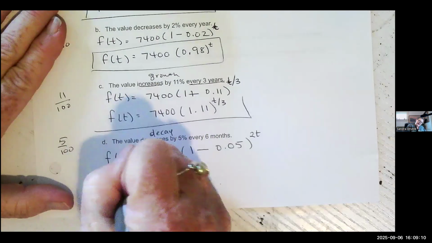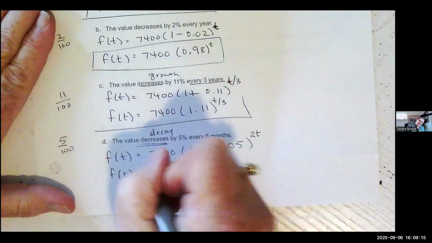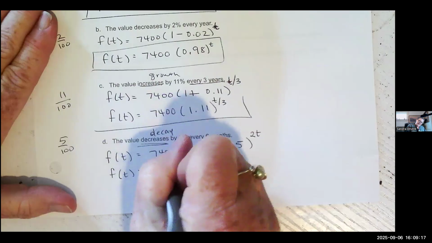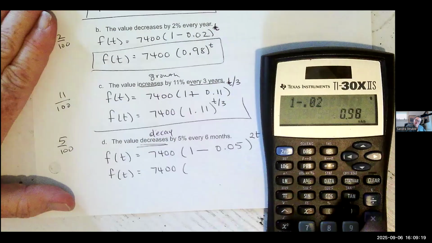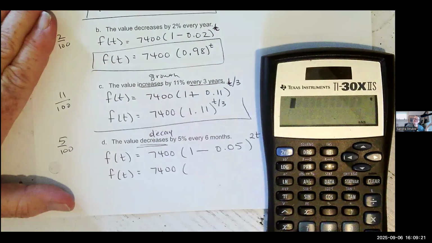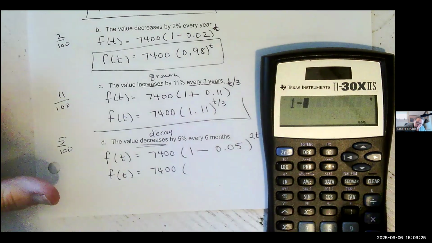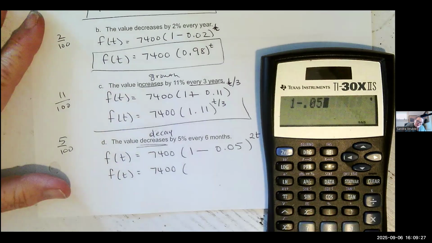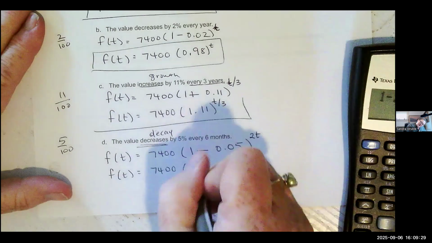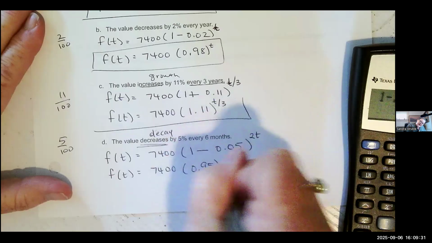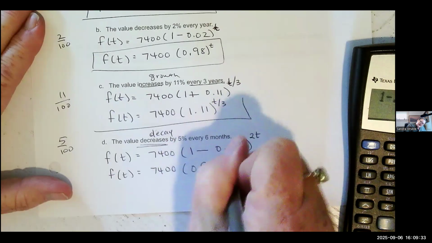So just tidying up by simplifying. Simplify your parentheses, y'all. Do not leave it like this. I have said this in the last video. It makes me nauseous. It makes me want to pull my hair out. You can math this. You have a calculator. I'm going to stop. 1 minus 0.05 should be 0.95. Yep. 0.95. And again to the 2t. And there's my answer for that one. Let me know what questions you have.